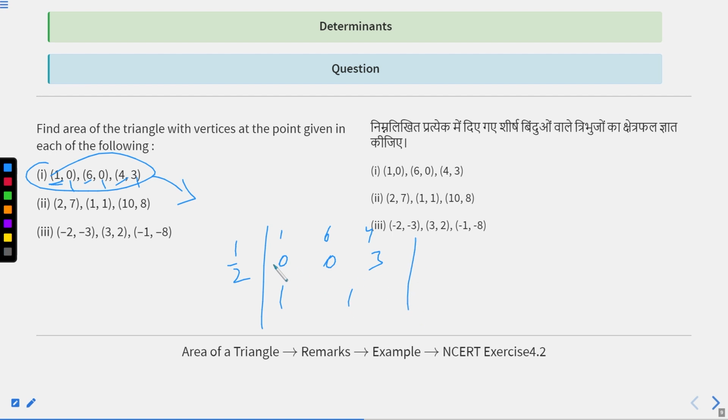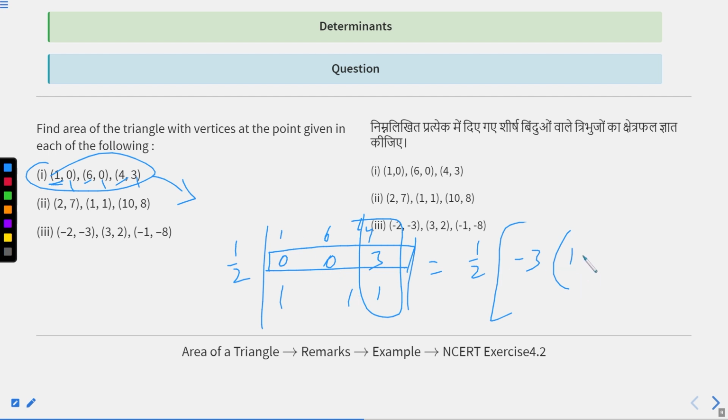I will be expanding using R2. So this will be minus 0 plus 0 minus. This will directly vanish. You are only left with minus 3. Now you have to eliminate this column and this row. So 1 multiplied with 1 minus 6, you will have minus 5, minus 5. This will be just 15. So it will be 15, and the final answer, the area, will be 15 by 2 square units. Okay, clear? So 15 by 2 square units.